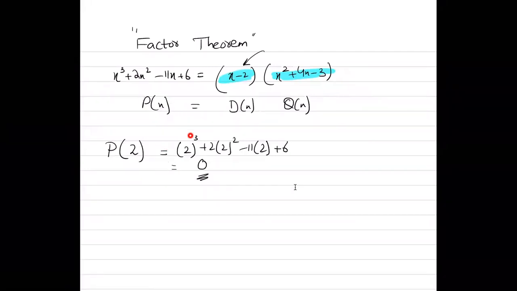So if you plug in the value of 2 in the polynomial, you are going to get 0. This is the indication that x minus 2 was a linear factor. X minus 2 is a factor.